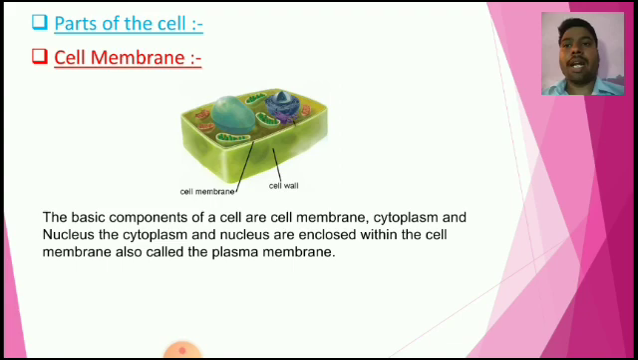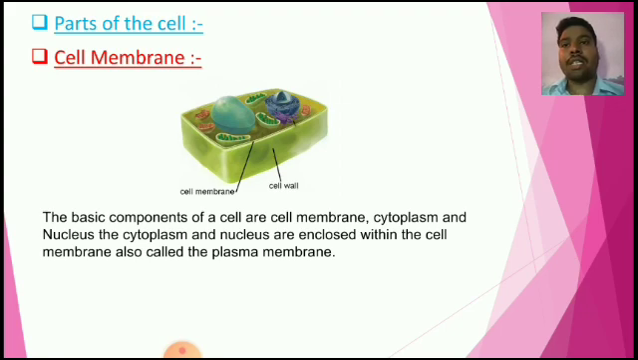The cytoplasm and nucleus are enclosed within the cell membrane, which is also called the plasma membrane. The basic components of the cell are the cell membrane, cytoplasm and nucleus, and the cytoplasm and nucleus are enclosed within the cell membrane. Another name for the cell membrane is the plasma membrane.